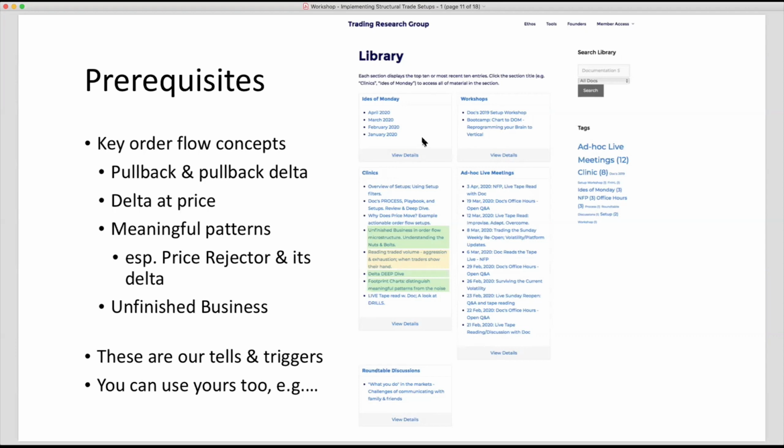But in order to play along with the examples I'm giving, I'm going to be providing all of my examples using the order flow concepts on this list to illustrate how I'm making my decisions. So we'll do a quick walkthrough of these concepts now, so that there's a recap for TRG members, and so that people that aren't TRG members can leave today's session thinking, I haven't heard that before. I've learned something.